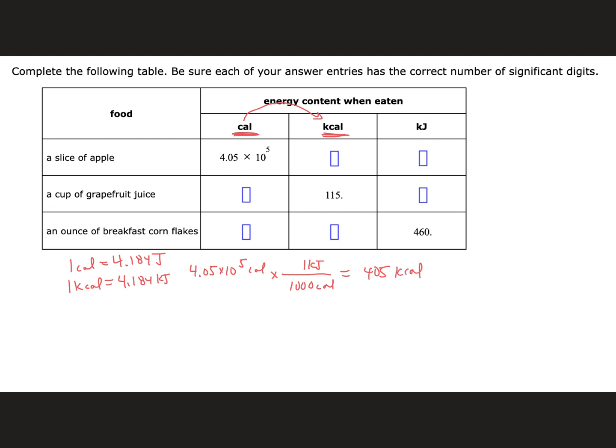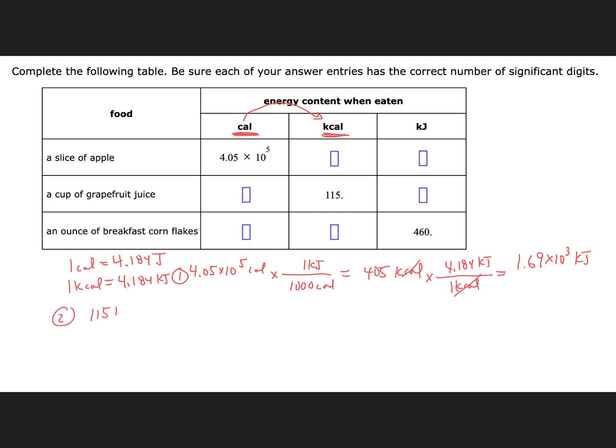3 sig figs, so 405 as written should be good. And now we know kcals to kilojoules, in 1 kcal I've got 4.184 kilojoules of energy, so kcals cancel out, we multiply across. 3 significant figures into 3 significant figures, 1.69 times 10 to the 3 kilojoules of energy. That fills the first row. So now we're going to drop down to the second row.